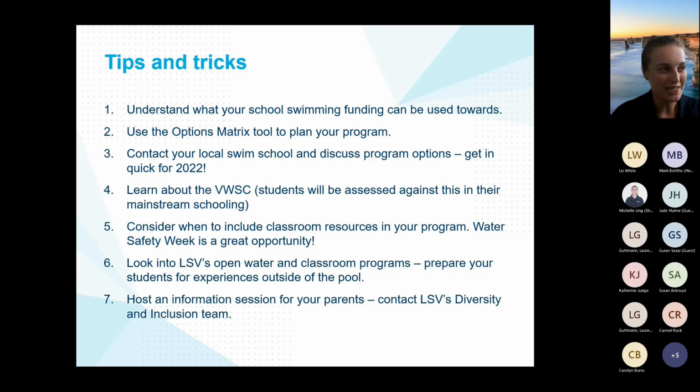We then recommend that you utilise the options matrix tool, which I mentioned. That is on the toolkit. It is hopefully quite easy to find. It is a tab at the top of the screen which looks at the options for school swimming and water safety under school swimming programs. There's a tab at the top of the screen for school swimming programs, and that will take you to the options matrix tool. We encourage you to get in contact with your local swim school and discuss your program options, and we encourage you to do that as soon as possible if you haven't already.